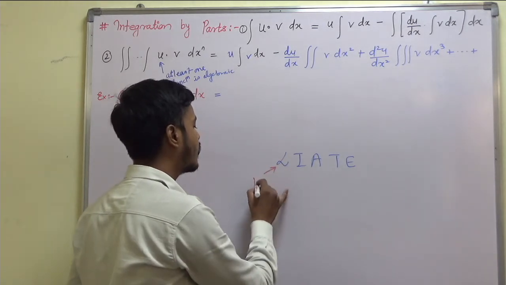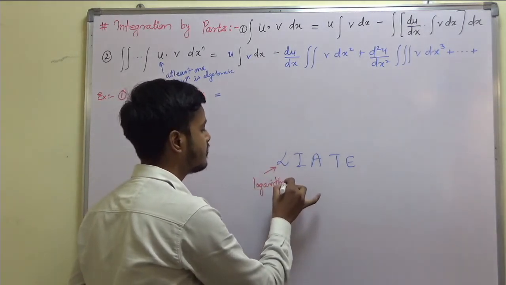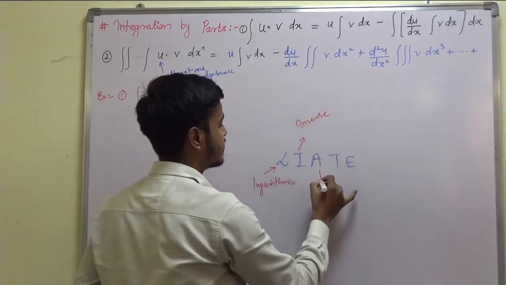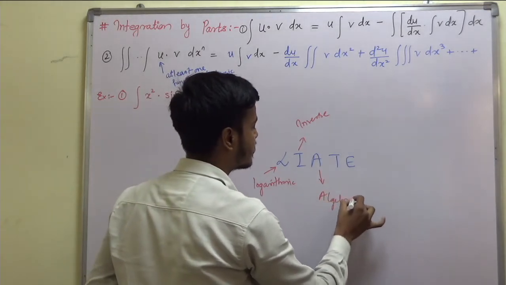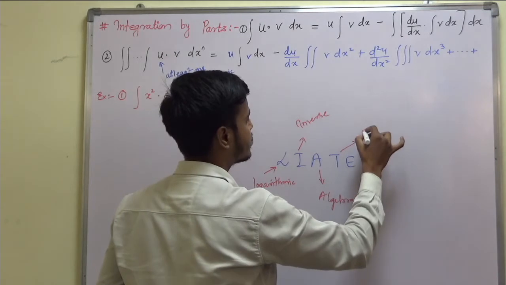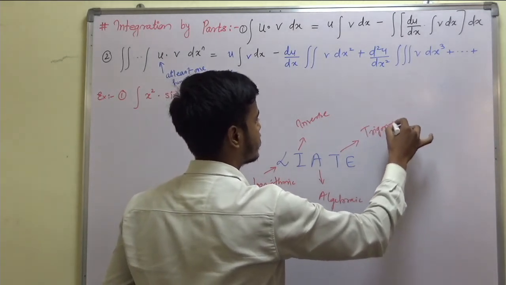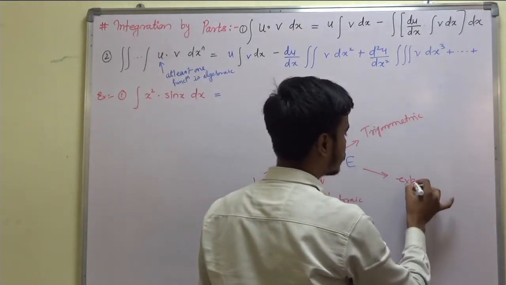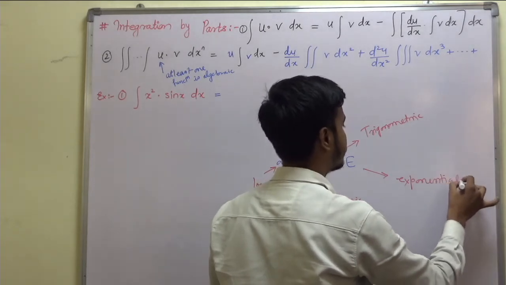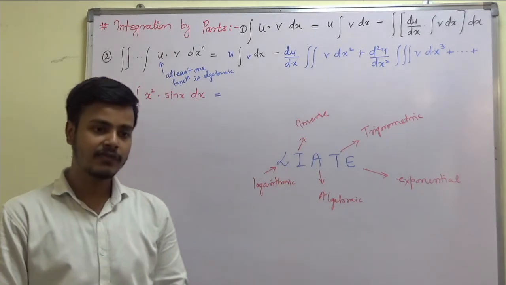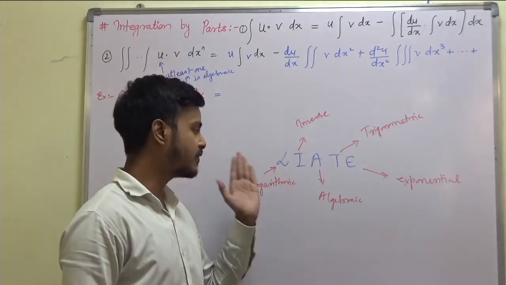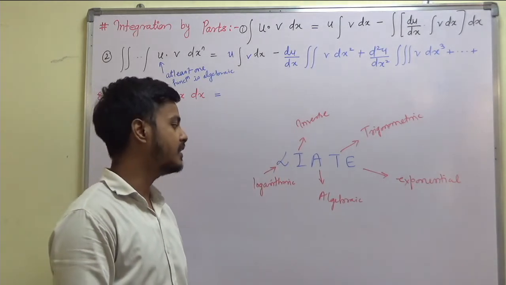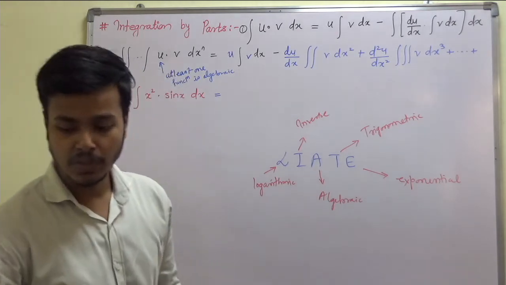This L stands for logarithmic. This I stands for inverse functions. This A stands for algebraic function. This T stands for trigonometric functions. And this E, easiest one, is exponential function. So whenever you have a function, try to arrange in this order. First function should be logarithmic, then comes inverse, and then comes algebraic, trigonometric and exponential. Okay, so this is important.